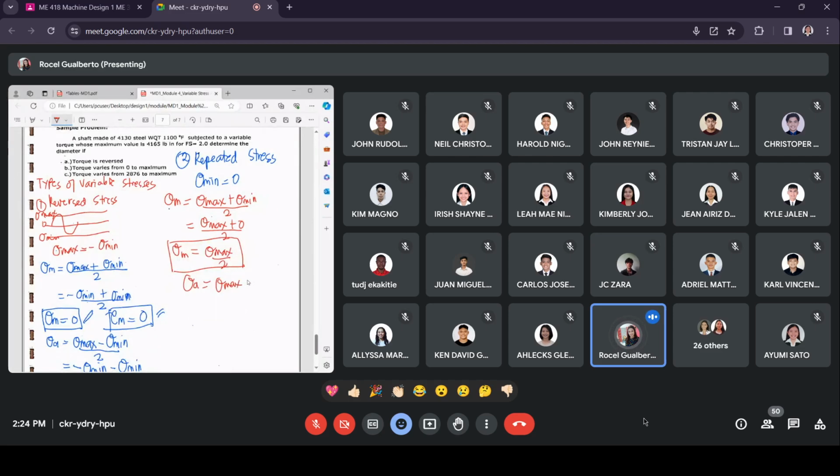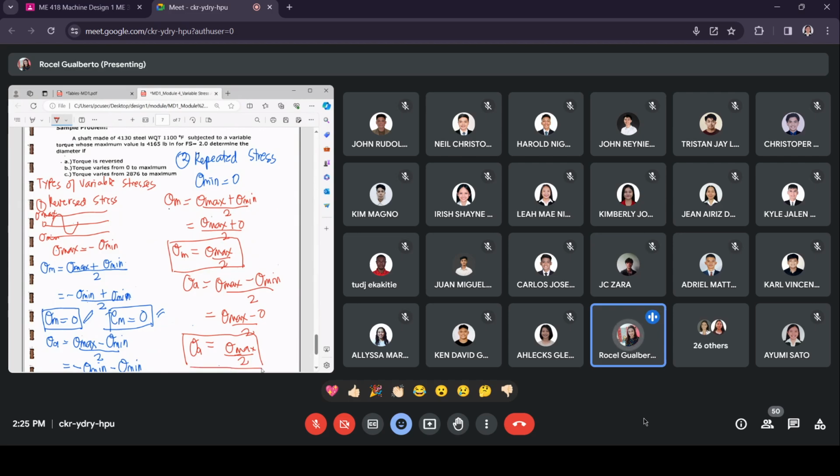Maximum minus minimum divided by 2. Again, the minimum is 0. So, integration minus 0 part, over 2. This would yield a simple formula: sigma max over 2 equal to your sigma A.